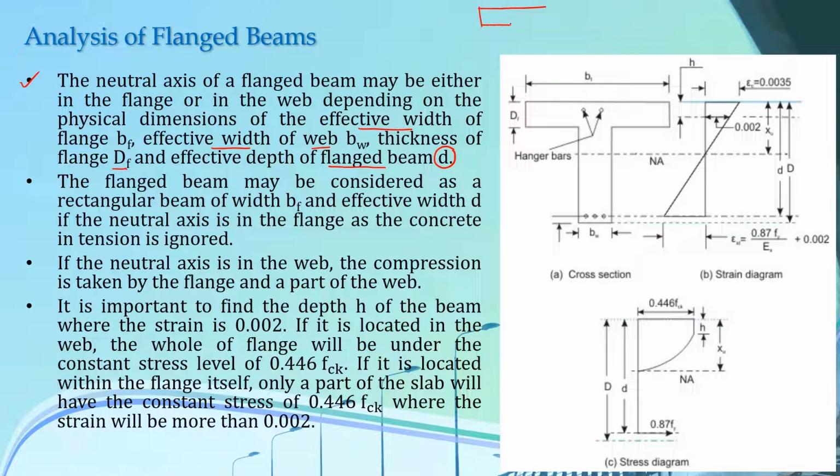So if this is your T beam here, your neutral axis may either lie within this flange portion, your neutral axis may lie at the boundary of this flange and web, or your neutral axis may lie at the web section here. So these different situations may be possible.